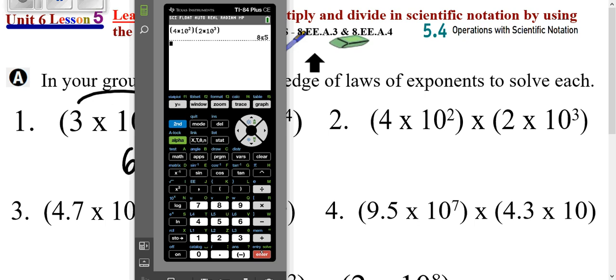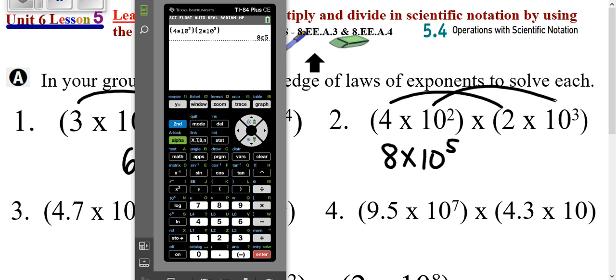So when you see that, just remember that is 8 times 10 to the 5th power. That's 4 times 2, which is 8, and 10 to the 2nd times 10 to the 3rd, which is 10 to the 5th. Go ahead and do the rest of them, and we'll come back with the answers. You could press pause right now.